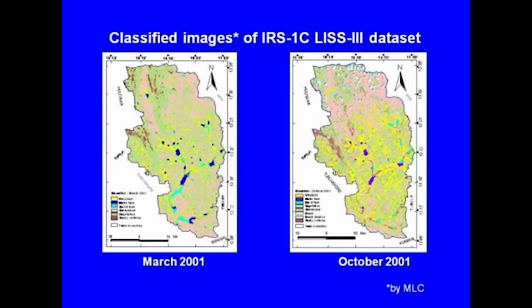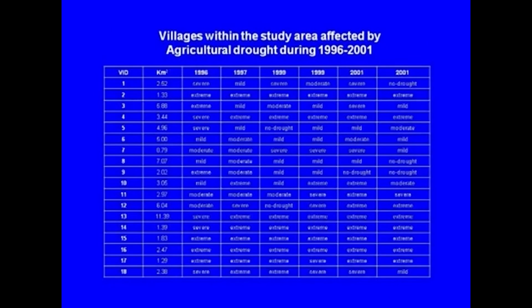So, based on the assessment of the cropped area and the barren area for different times for which the satellite data is available, village-wise agricultural drought assessment for the years 1996 to 2001 has been carried out. The DSI values have been converted into raster maps, and then they have been superimposed over the taluk or the village map which has been made available from the Zilla Parishads, and different categories of droughts have been identified.